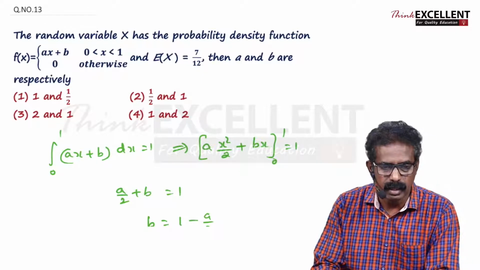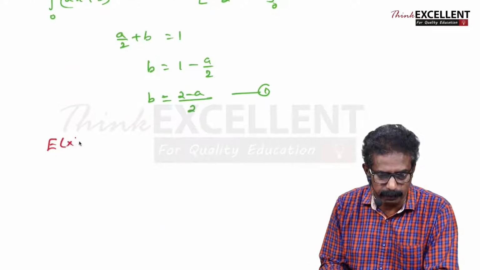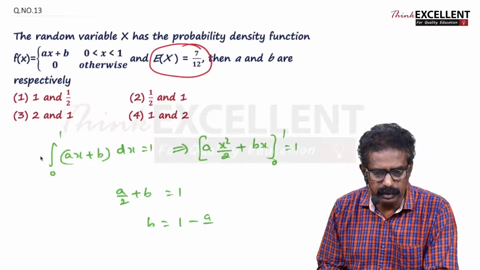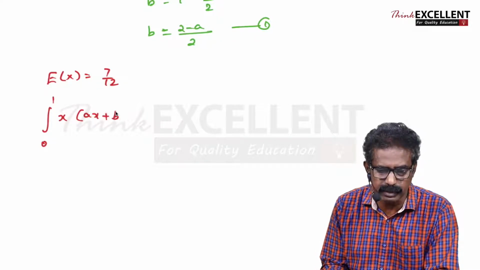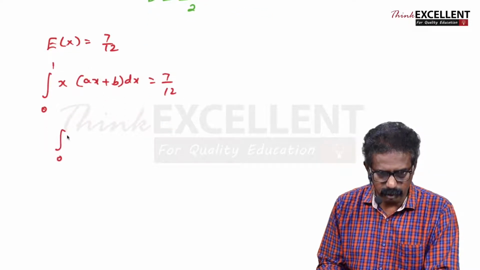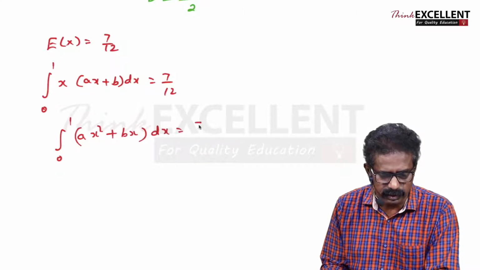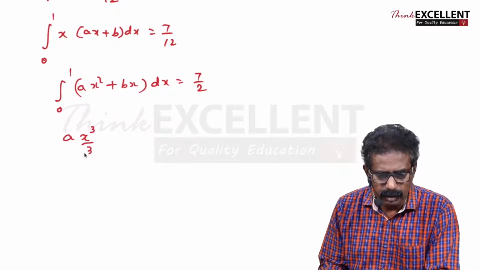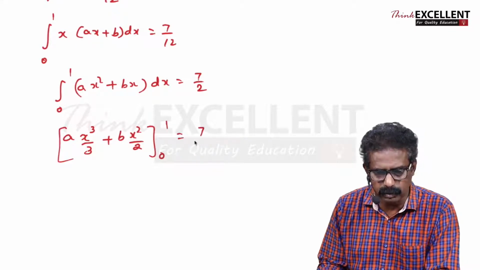You got some relation. Now one more information. E of x is 7 by 12. E of x means integral, what's the limit? 0 to 1, x into f of x. F of x is ax plus b, dx is equal to 7 by 12. So integral 0 to 1 of (ax squared plus bx) dx is equal to 7 by 12. Integrate it: a into x cubed by 3 plus b into x squared by 2, limit 0 to 1, is equal to 7 by 12.